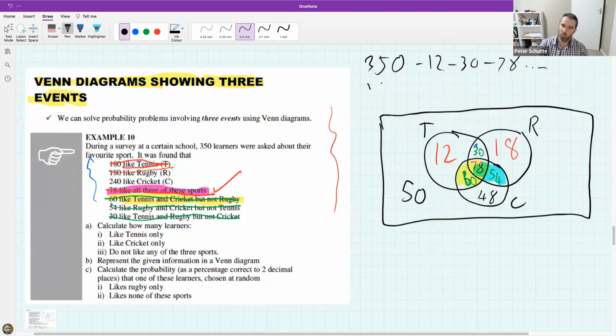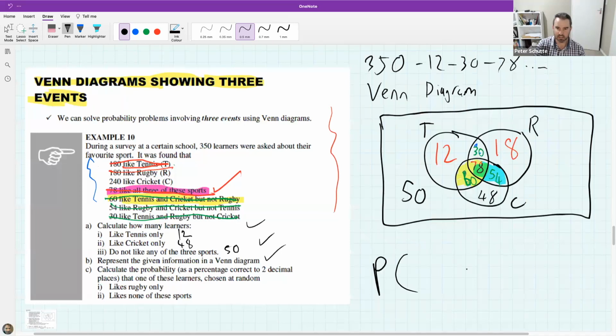Okay, now, once you have put things in the Venn diagram, life is so good, ladies and gentlemen, because all the cluttered words are behind us and the wonderful simplicity of mathematics is with us. So how many learners like tennis only? I simply go to tennis and I say, I can see it visually, it's 12. How many like cricket only? 48. There it is. Do not like any of the sports? 50. Piece of cake. Now, we have to connect it to probability.